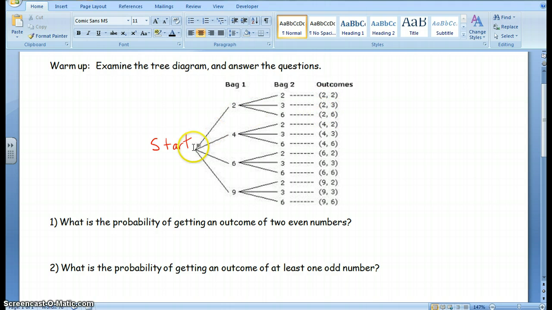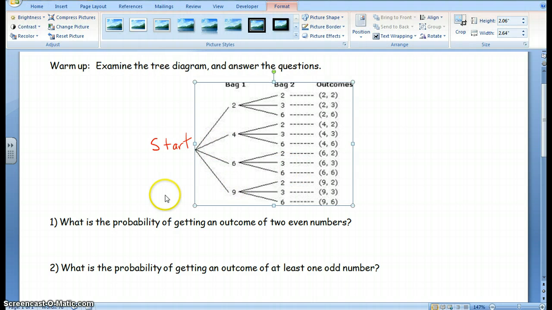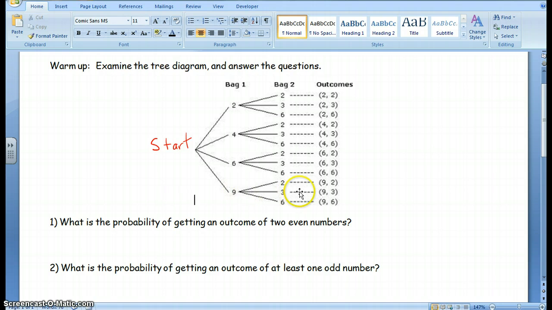Now let's say I don't draw a 2. Let's say instead I draw a 4. So my outcomes for bag 2 are still 2, 3, and 6. And my 3 outcomes, if I draw a 4, are 4, 2, 4, 3, 4, 6. And I'm going to just repeat this process: in case I drew a 6, I could have 6, 2, 6, 3, 6, 6. And if I drew a 9, I could have 9, 2, 9, 3, and 9, 6. So here are all my outcomes.